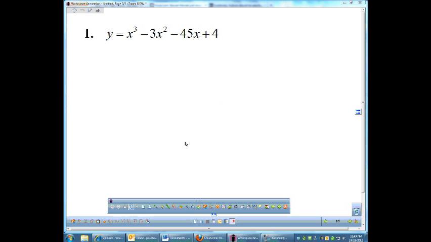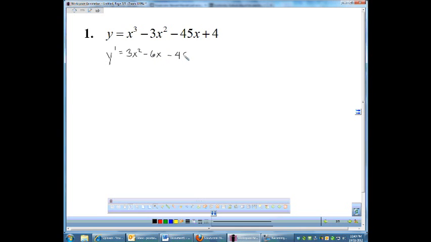When you want to find where a function increases or decreases, you first have to find critical numbers. So we will take the derivative and set that equal to 0. And your zeros of the derivative are potential max and min values. So first we find critical numbers.